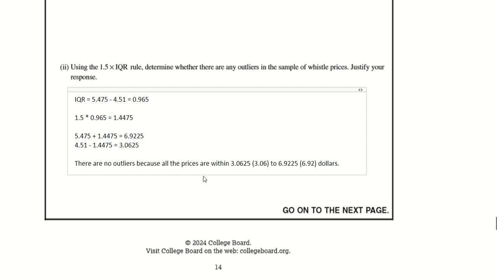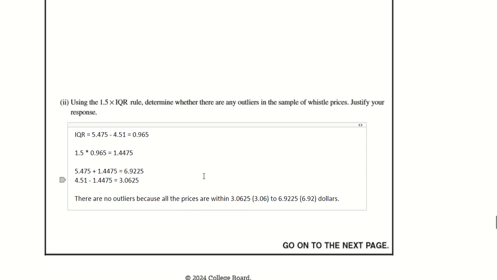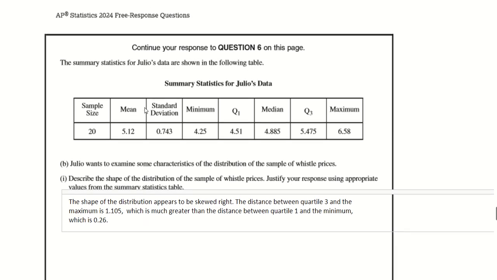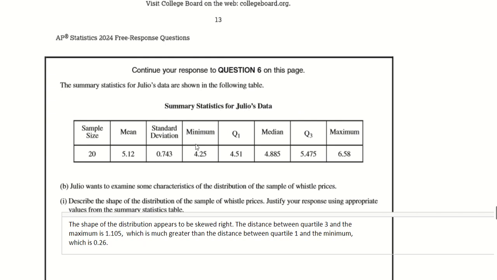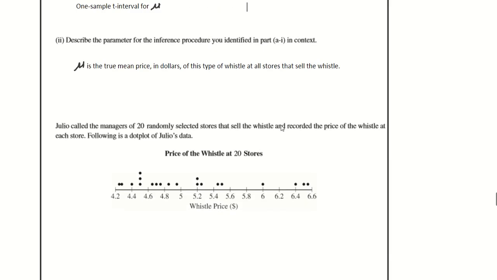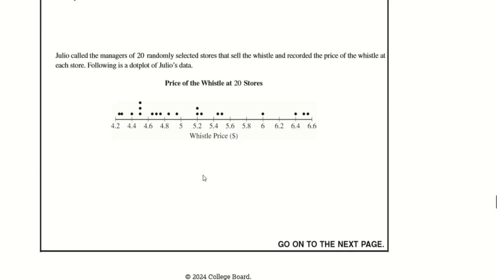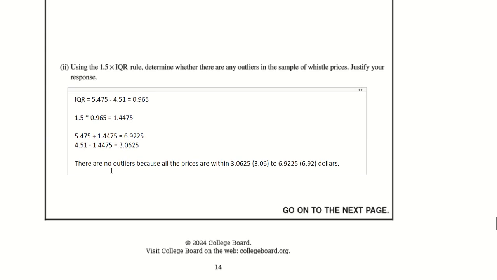And that basically tells us that if there are values outside the interval 3.0625 to 6.9225, then there are outliers. But looking at the summary statistics table, the minimum is only 4.25 and the maximum is 6.58. And again, you can confirm that by looking at the sample distribution that they've given us. But basically, there are no outliers because all the sample prices are within 3.0625 to 6.9225 dollars.